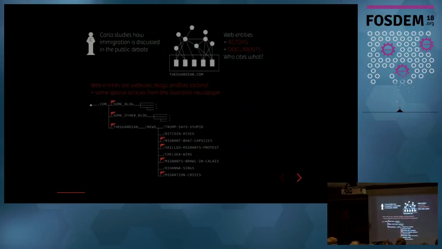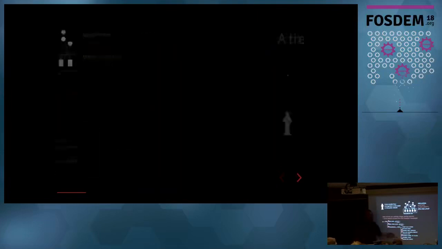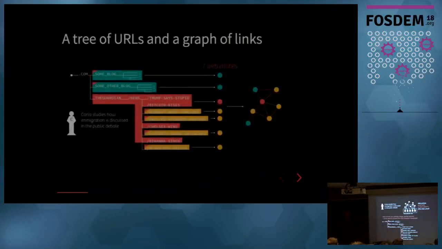And finally, an even more common use case is someone who wants to study actors and documents. So some of the entities are documents and other entities are actors. So in this situation, some websites are considered as actors, but also this researcher wants to look into some articles of The Guardian and pick them as relevant. So she's studying migrations. So some articles about migrations are relevant, the others are not. And they should be considered just a part of the rest of The Guardian website.